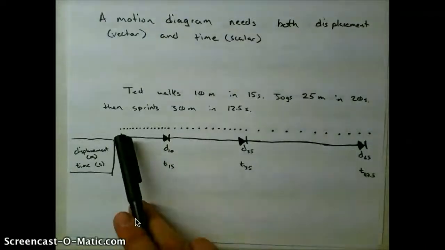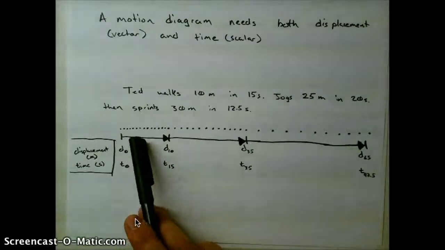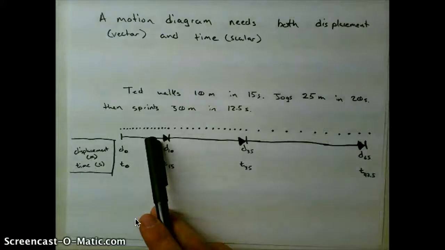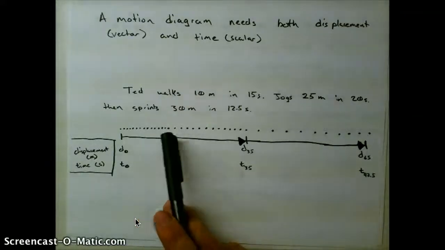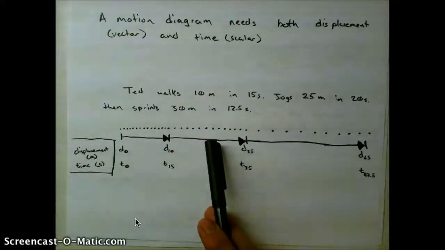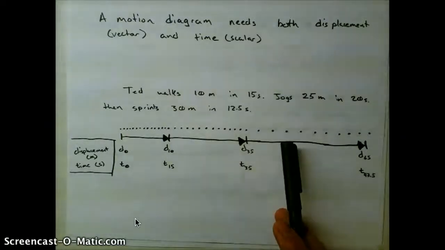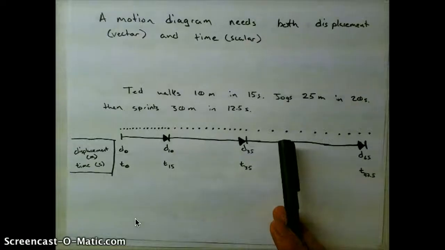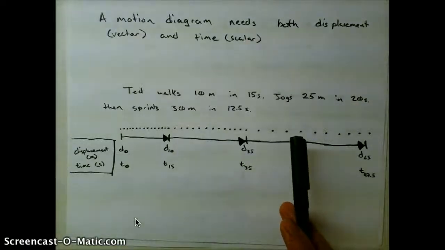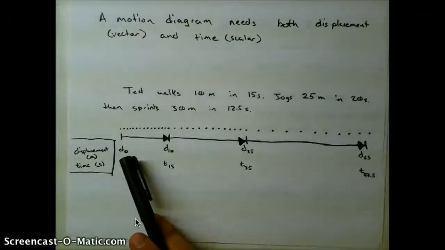So I've represented the particle diagram. We can see here the spacing is fairly close because he's not moving very fast. Between this segment and this segment, he's moving more, so the dots get further apart. And then between this segment and this segment, he's moving much faster, so the dots are further apart. That's just our particle diagram. Now, to make this a motion diagram, we add displacement and time.